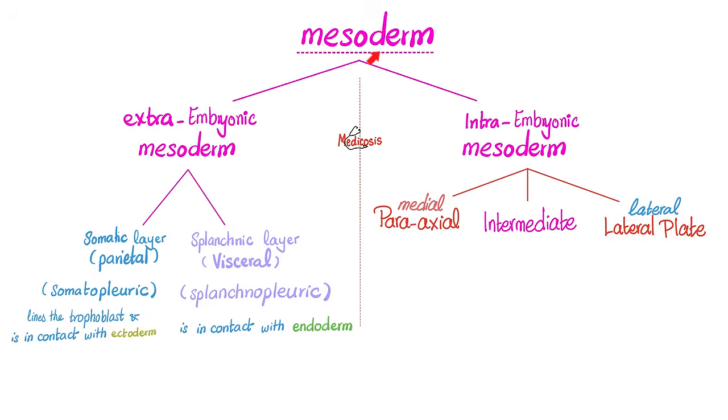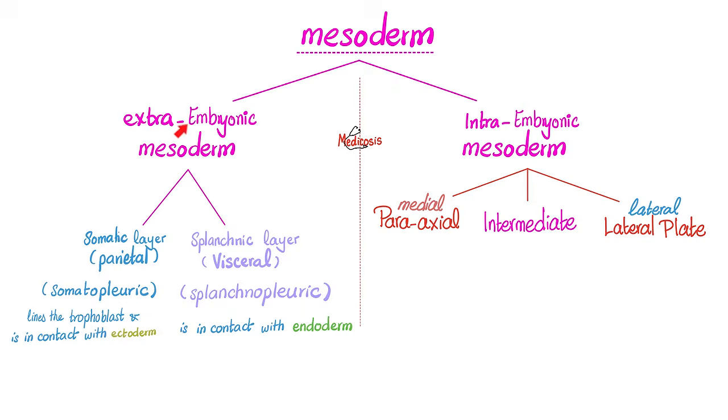There are 2 types of mesoderm. There's mesoderm that's part of the embryo, called intraembryonic mesoderm, and mesoderm that's not part of the embryo itself. So we call that extraembryonic mesoderm. Which one of the 2 develops earlier? The extraembryonic mesoderm shows up before the intraembryonic mesoderm. The extraembryonic mesoderm will be divided into 2 types, whereas the intraembryonic mesoderm will be divided into 3 categories.